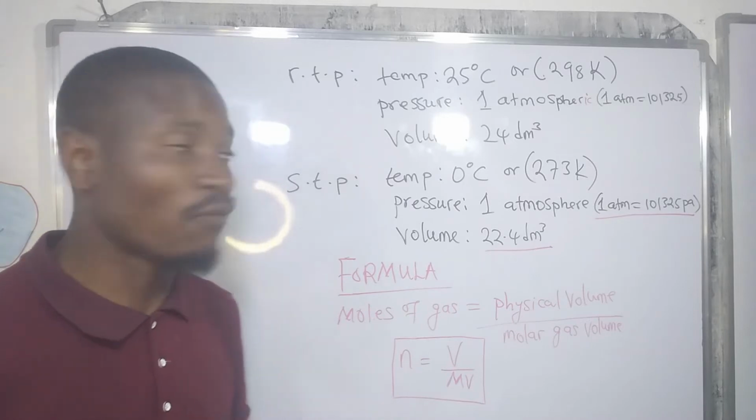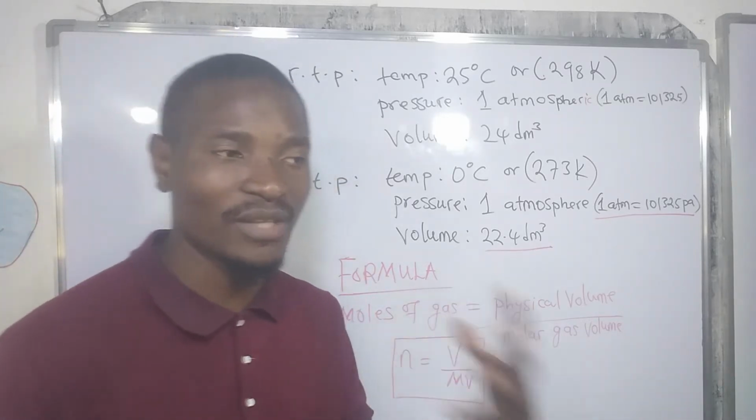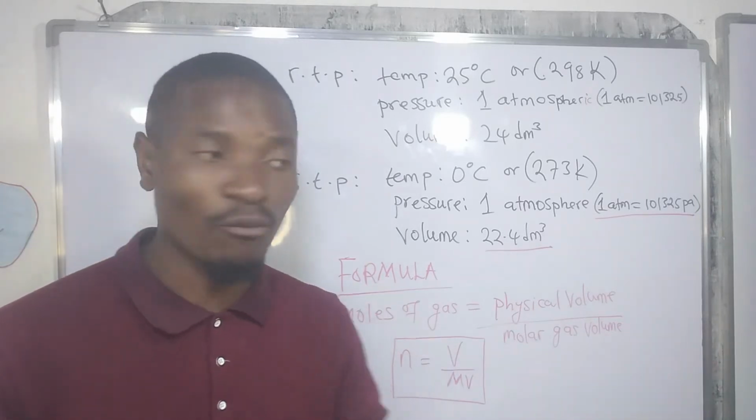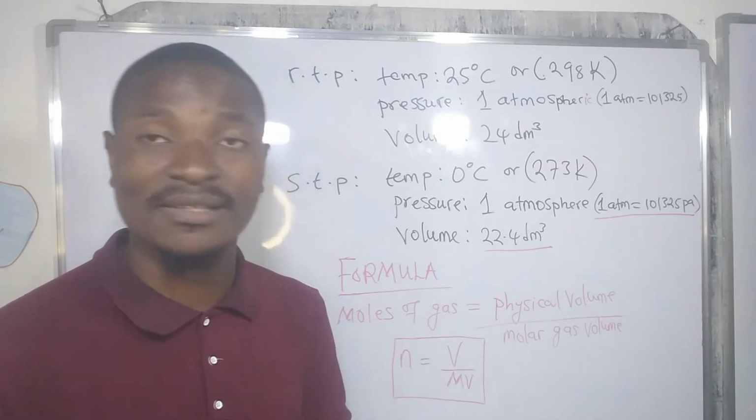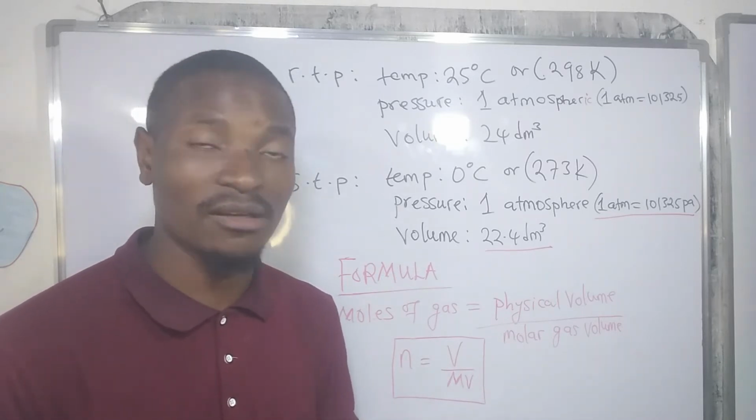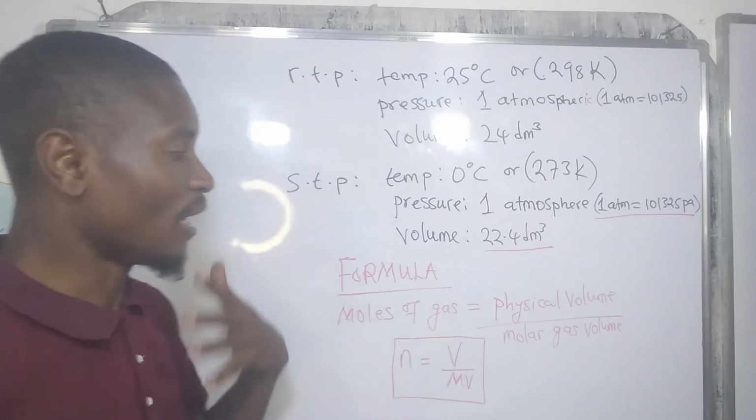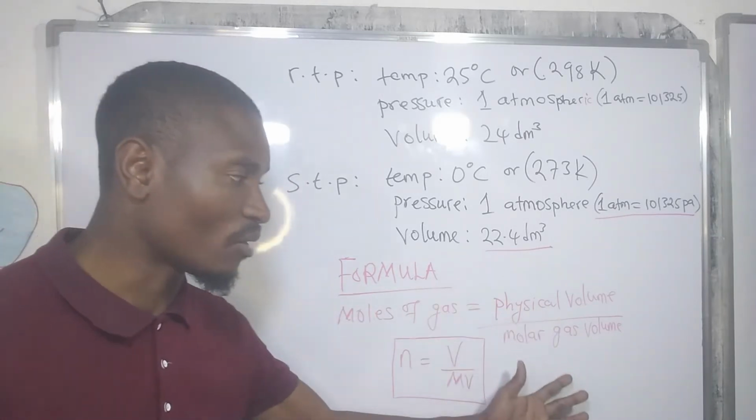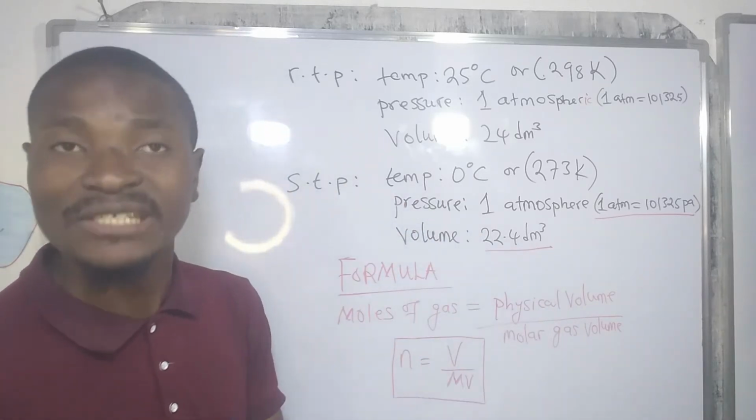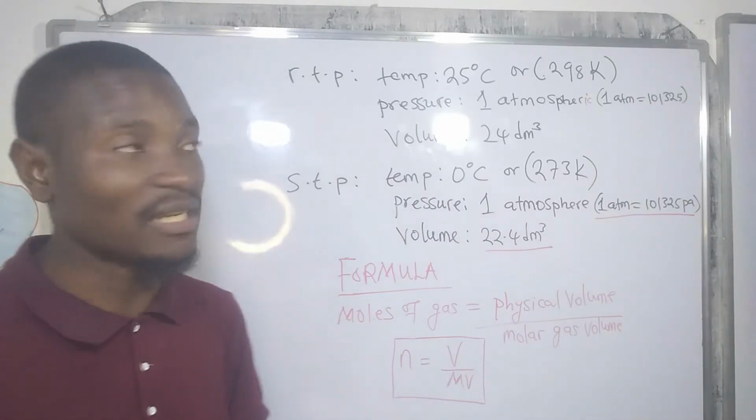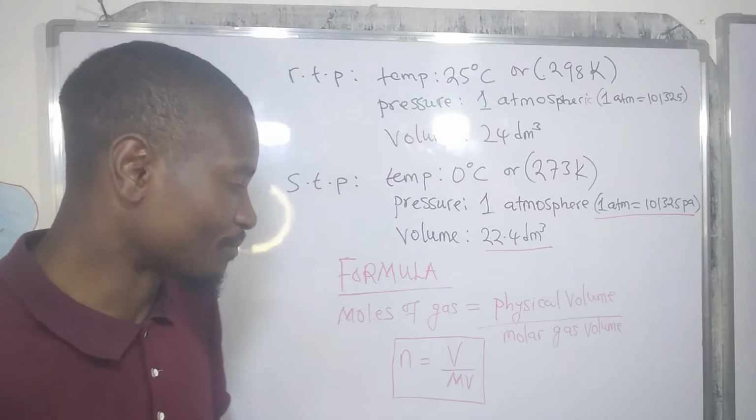So what is the formula that you can apply in order to find the volume of the gas? The number of moles, and then depending on which kind of condition you are looking at. Let us see this simple formula that you can apply in finding the physical volume, given the number of moles and also given the molar gas volume, meaning the gas with respect to what condition you are looking at. Is it s.t.p? Is it r.t.p? And so on.